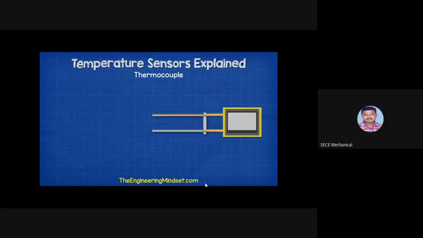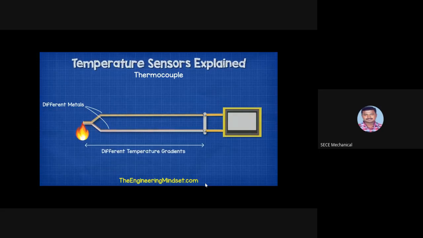However, if we connected 2 wires which were made of different materials, let's say one was made from copper and the other one made from iron, then the 2 metals would conduct heat differently, so their temperature gradient will be different. That means the electron buildup at the cold ends will also be different. So, if we now connect our voltmeter to this, then we can read a voltage difference.